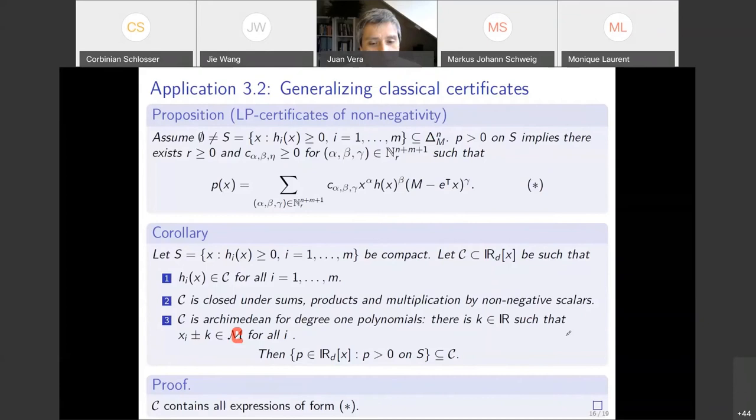Then what I obtain is that all the positive polynomials are in the class. That's a corollary. And why do we get this corollary? Well, because if these three items are satisfied, then C contains all the expressions of this form, and therefore it contains all the positive polynomials on S. Okay, so the proof is just one line.